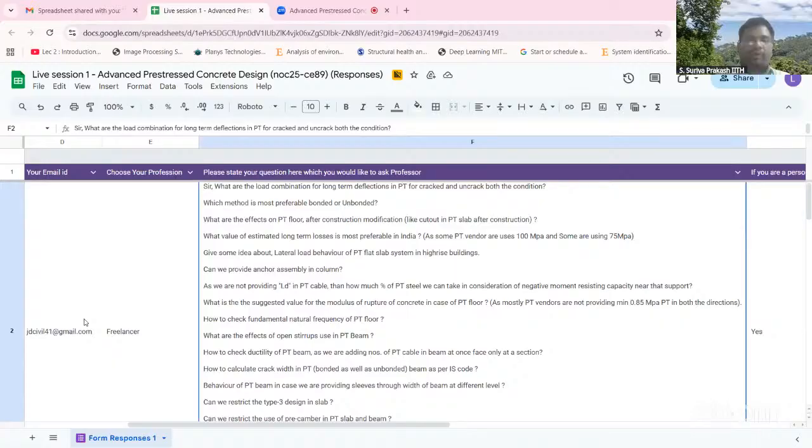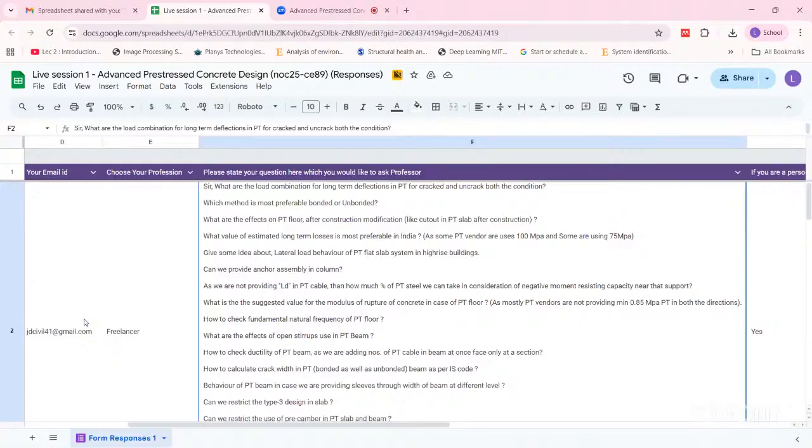Okay. So what I suggest, service combination is okay: one times dead load, one times live load, and one times PT effect. But for long-term crack deflection, our creep coefficient is about 1.6 or 2. And what is the final long-term deflection? We need to check for Indian condition.